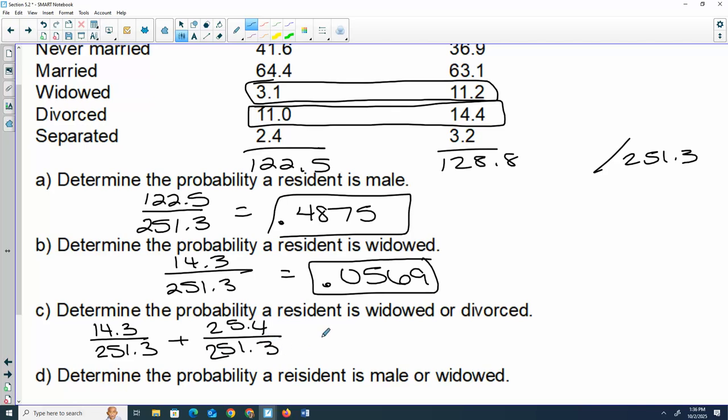What's the overlap? If I subtract the overlap, how many are both? 0. Those are mutually exclusive. You can't fall into both categories. So we add those together, and divide by our 251.3. That gives 0.15797, so 0.1580.